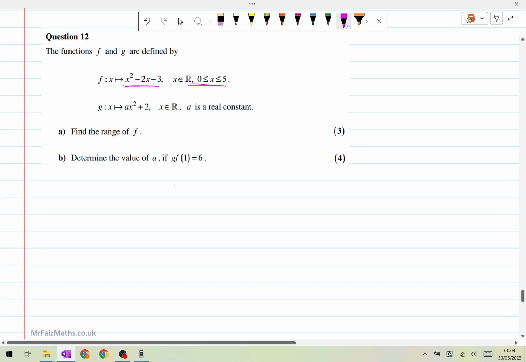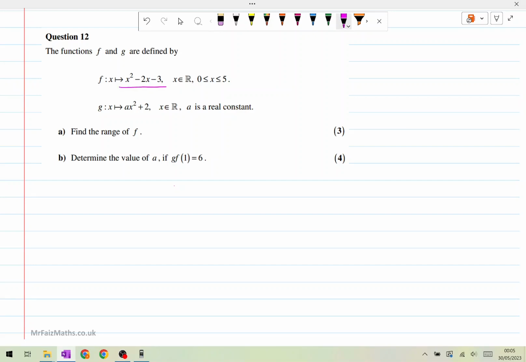All right, question number 12. We are given two functions f and g, and for part A, we are asked to find the range of the function f, and the function f has a domain that only goes from 0 to 5. Now, to find the range of a function, you really do need to sketch the graph, and we'll first sketch the graph. We'll just ignore the domain 0 to 5. We'll worry about that after we have actually sketched the graph.